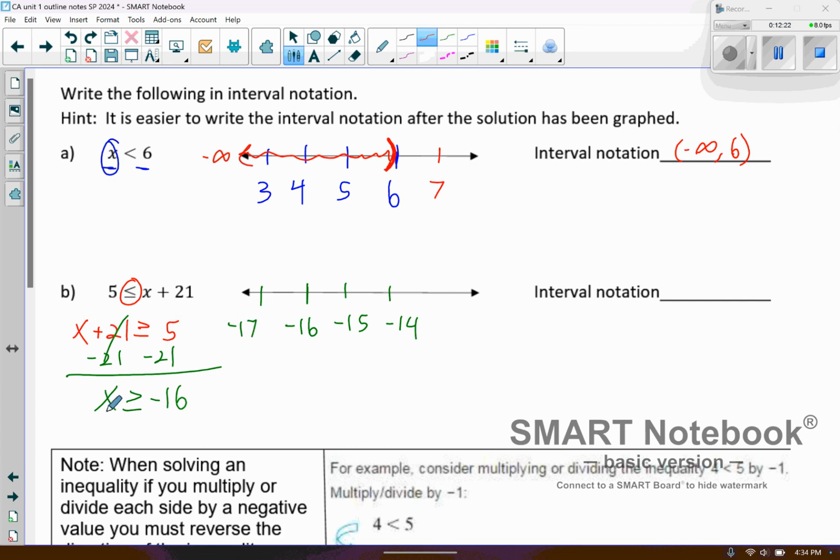And we want values greater than. So remember, it's pointing to the right, so I'm going to shade to the right. Sometimes this is where students get a little tripped up whenever we have the negative signs, right?